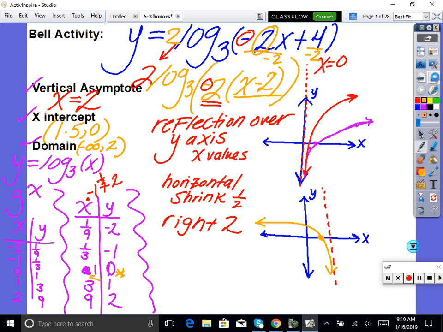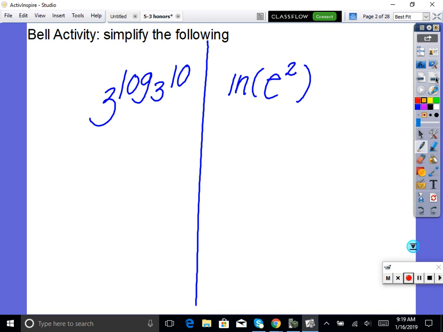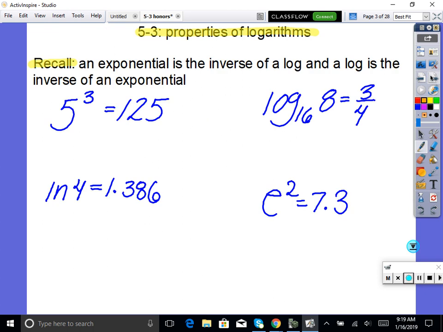Okay, moving on. So let's just review a couple of things from last time's lesson. Remember, you should be able to simplify these things in 10 seconds. Less, honestly. Base 3, log base 3 of 10. You shouldn't be writing it down because it should take you less time to just tell the answer. 10. Doesn't base 3 raised to the log base 3 undo each other? Inverses undo each other. And ln of e squared would come out to be? 2. Good. ln and e undo each other. You're awesome.